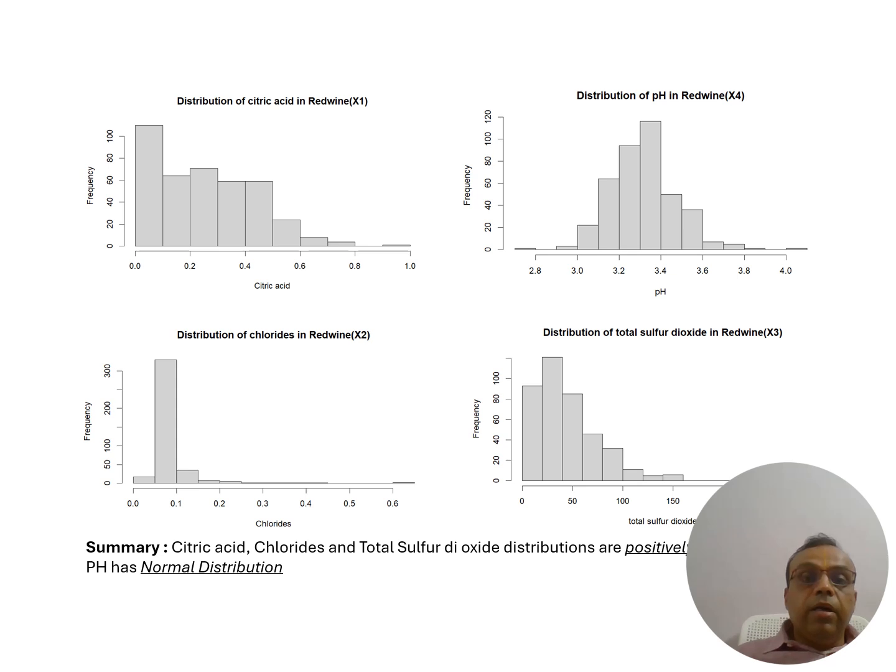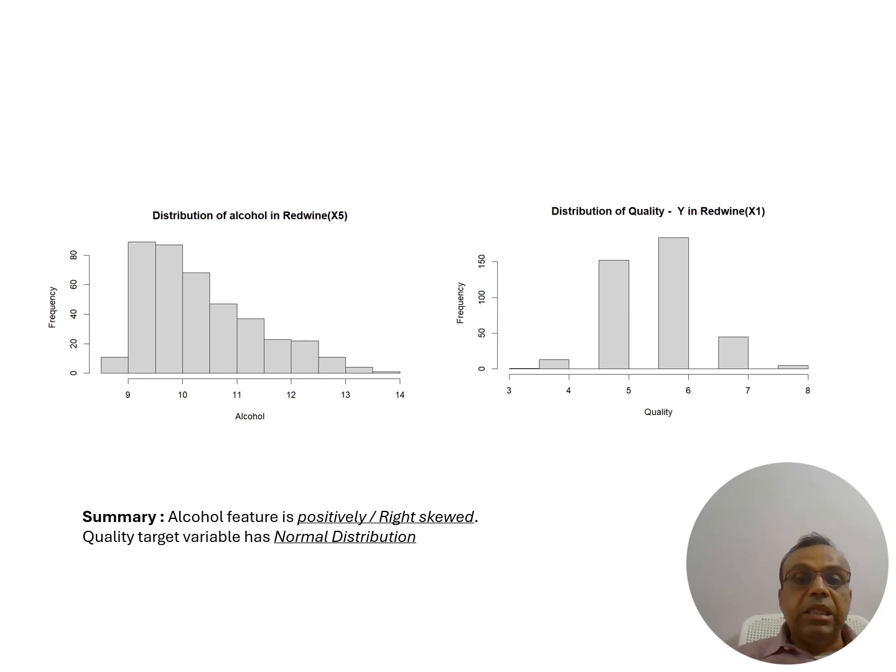As we see for each of these, this is also called univariate analysis. So as we see, there are 5 variables in total. Citric acid has a positive skewness. pH is a normal distribution. Chlorides and sulfur dioxide are positively skewed. Only pH here has normal distribution. Similarly, alcohol is also exhibiting positive skew or right side skew. The quality here seems to be like a normal distribution.